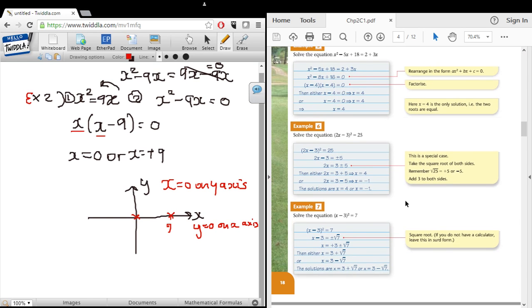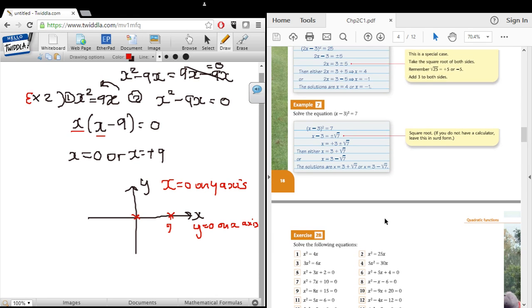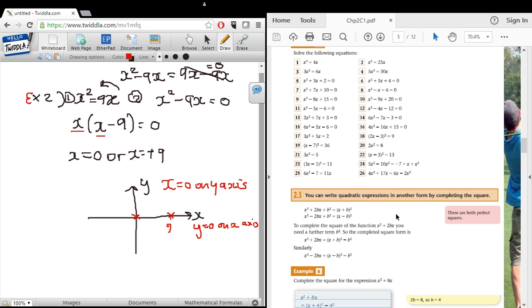Again, similar things. You've got many examples to go through here. Here, look, you'll encounter surds. Once again, if you have surds, don't worry. Surds is an acceptable form of a solution. So we'll keep moving on, and you've got some exercises here, right?